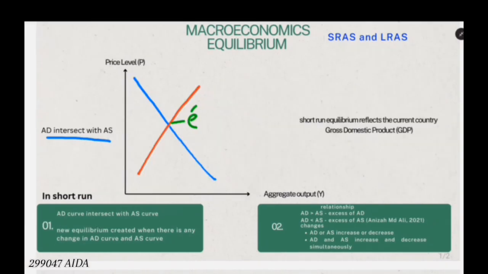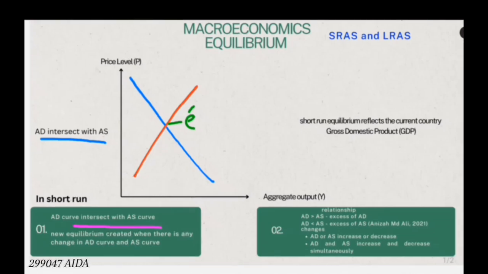In the short run, the AD curve will intersect with the short-run AS curve, and a new equilibrium is created if there are any changes in AD or AS. Short-run equilibrium reflects the current gross domestic product and price level. For their relationship, when AD is more than AS, there will be an excess of AD, or we call it shortage. And if AD is less than AS, we call it excess of AS, according to Anizah Ali.